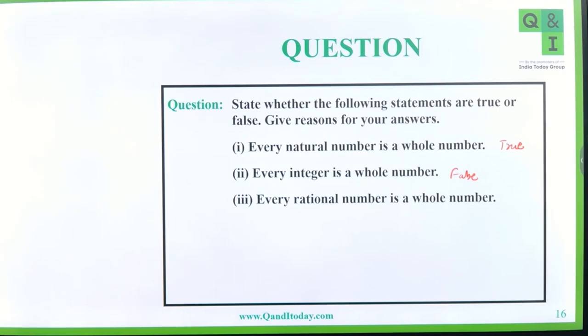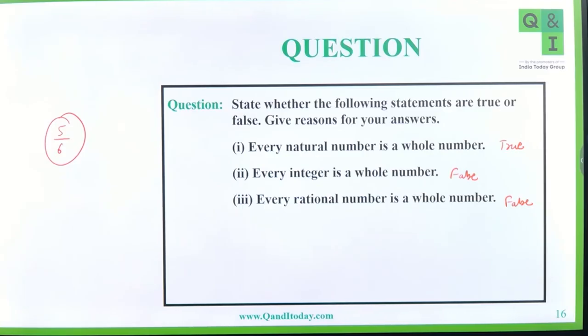Every rational number is a whole number. Is it true? No, it is not true. It is false. Every rational number cannot be a whole number. For example, 5 by 6 is not a whole number. It is a fraction. So the statement that every rational number is a whole number is false. Clear? Let's go ahead.